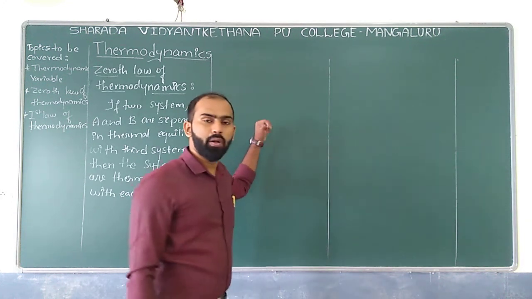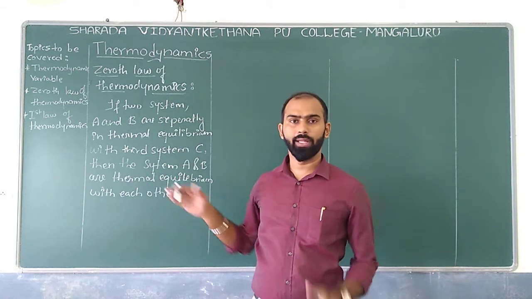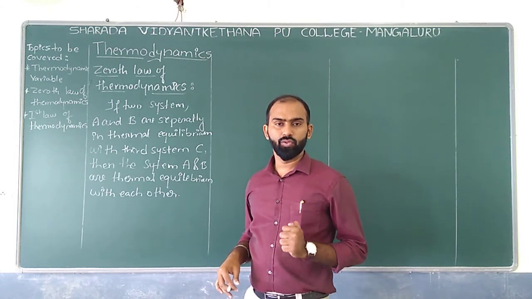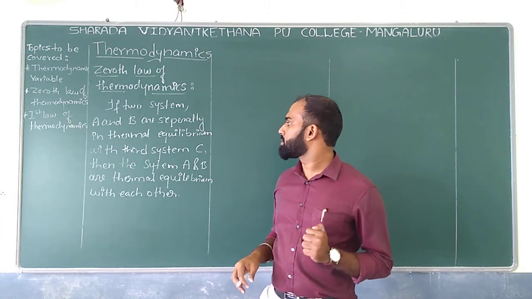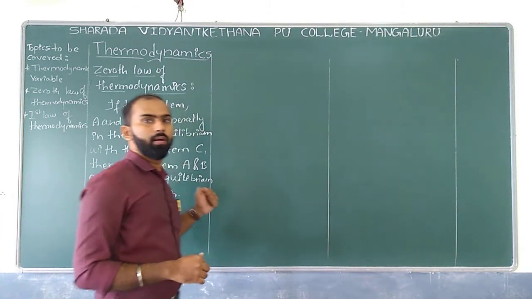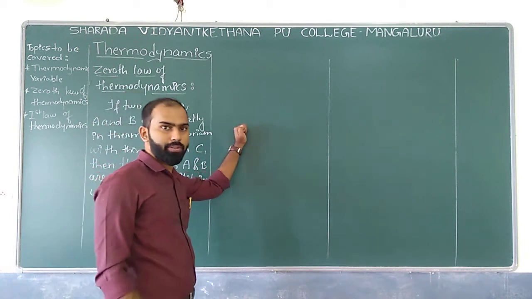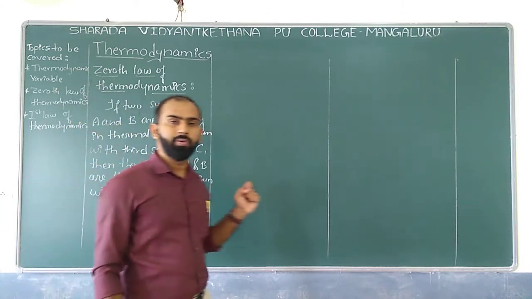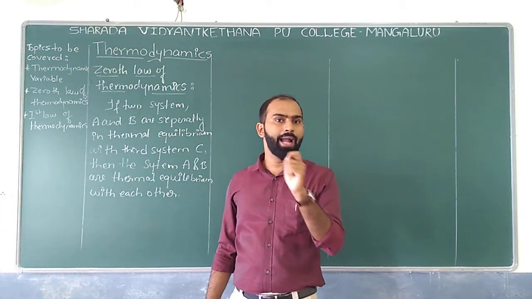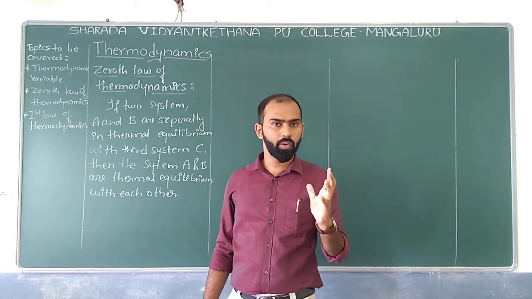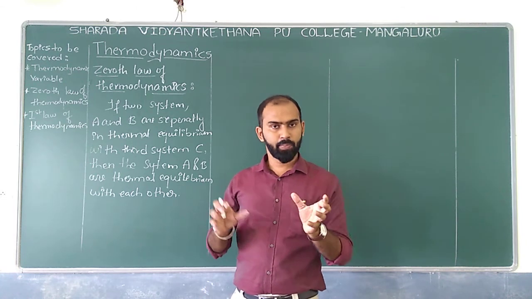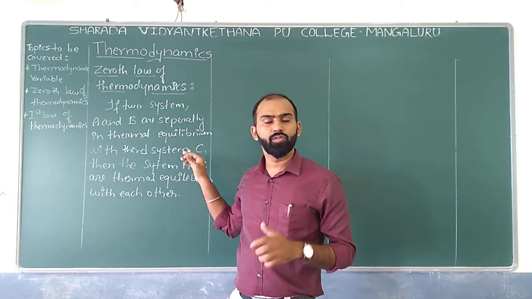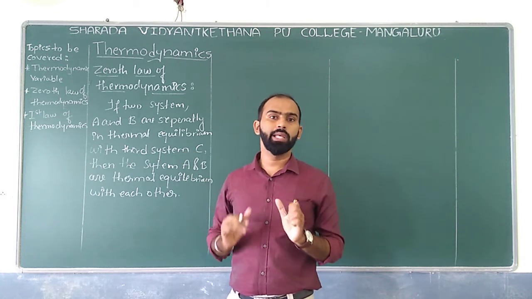The one more law which we are going to deal with is the Zeroth Law of Thermodynamics. Basically, it is about how temperature plays a major role in thermodynamics. According to this zeroth law, if two systems, A and B, are separately in thermal equilibrium with a third system C, then system A and system B are in thermal equilibrium with each other.